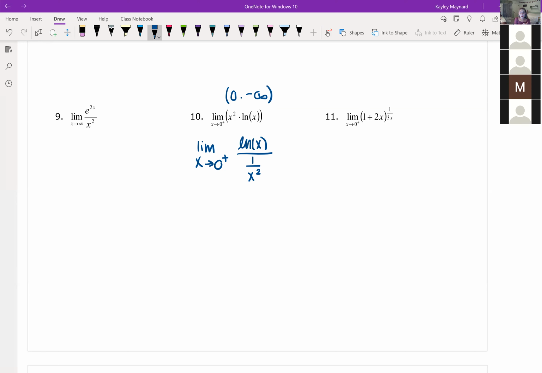Okay. So let's go ahead and apply this. L'Hopital's rule says we need to take the derivative of the numerator over the derivative of the denominator. So this becomes the limit as x approaches 0 from the right. And if we take the derivative of ln of x, we get 1 over x. And then if we take the derivative of 1 over x squared, that's the same as x to the negative 2. So this derivative is negative 2 x to the negative 3.